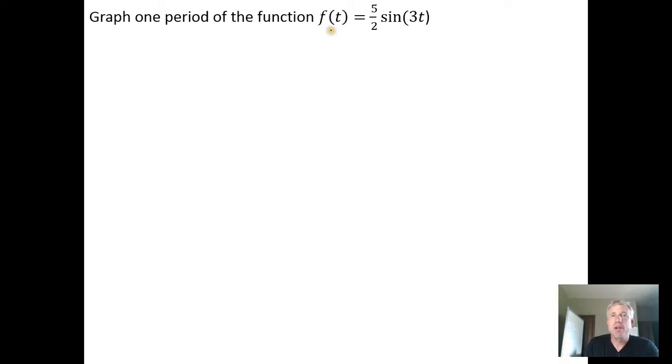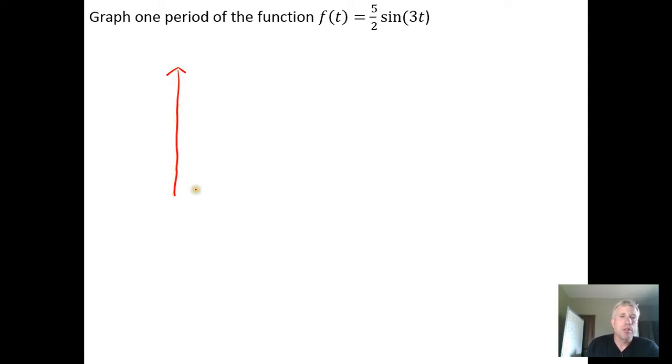So suppose we have the function f of t equals 5/2 sine of 3t. There's no horizontal or vertical translations. We haven't dealt with that yet, and we'll do that in a future topic. So the only thing that's going to happen is this 5/2 is going to stretch our function vertically, and this 3 times t is going to cause a compression of our function. But again, it's just a matter of focusing on the toolbox function.